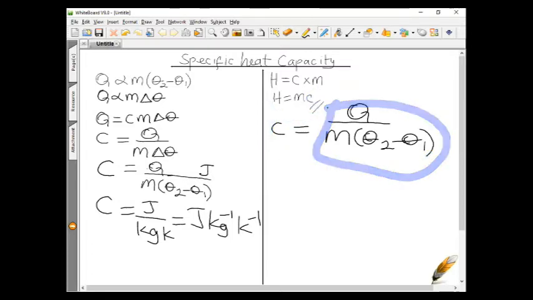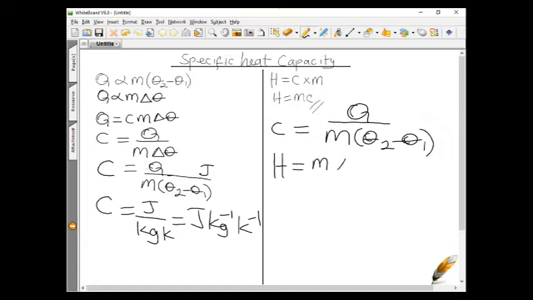And what are we going to have over there? H will be equal to M multiplied by Q over M changing theta. Now, if you look at this very well, this M will cancel out. And what we are left with is Q, which is quantity of heat, over changing temperature, or you can say theta 2 minus theta 1.